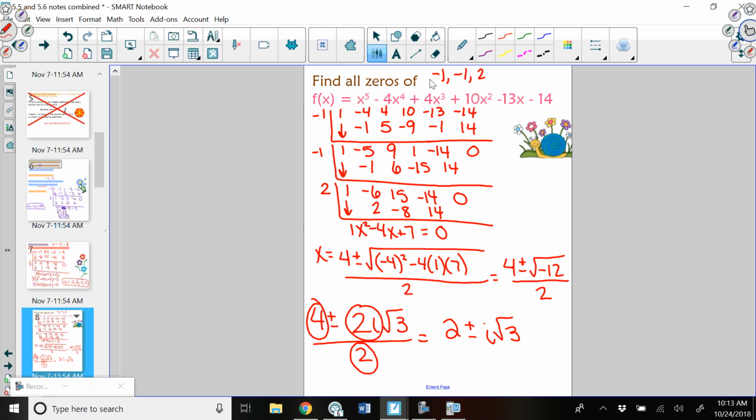Does it surprise you that those last 2 answers are imaginary? It shouldn't, because when I looked at the graph, it only crossed and gave me 3 answers, which means the other 2 are probably imaginary, or one of those answers showed up 3 times, which in this case it didn't. All right, so I had 2 plus or minus i radical 3. I had -1, -1, and 2.